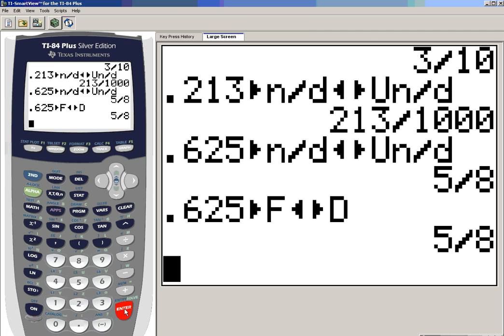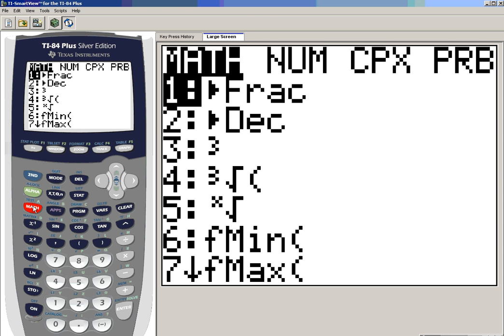Remember, those two same commands are available here underneath your math menu. Change to fraction or change to decimal is on there as well.